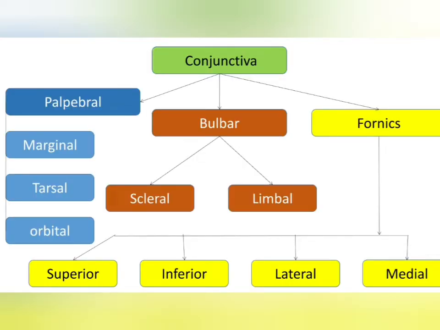So if I tell about the parts of conjunctiva, conjunctiva mainly has three parts: palpebral conjunctiva, bulbar conjunctiva and fornix. Palpebral conjunctiva has three parts: marginal, tarsal, orbital. You can take a screenshot of this flow chart so that it will be easy for you to remember the parts of conjunctiva properly. Bulbar conjunctiva has two parts: scleral and limbal. Fornix has four parts: superior, inferior, lateral and medial. We are going to discuss each and every part separately.